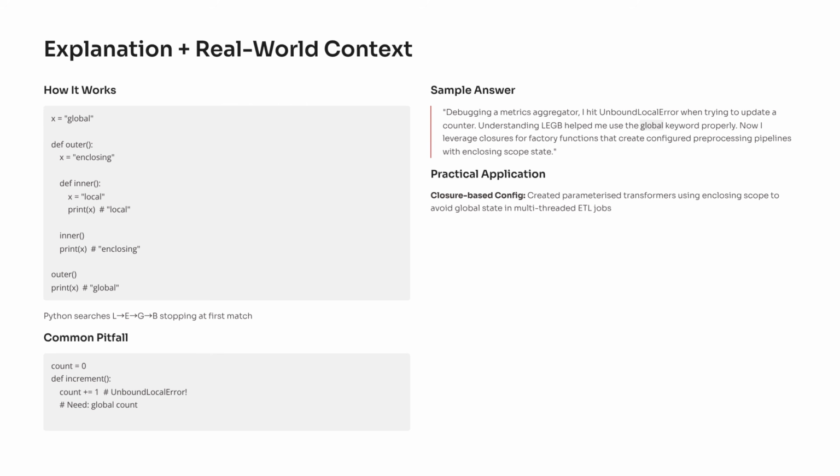That's the kind of answer that interviewers love, because it shows you understand how Python works under the hood and how that knowledge makes your data pipelines and ML workflows cleaner, safer, and more modular. So the next time something weird happens with your variables, remember this. Python always looks in this order: local, then enclosing, global, and last built-in, and it stops as soon as it finds a match.